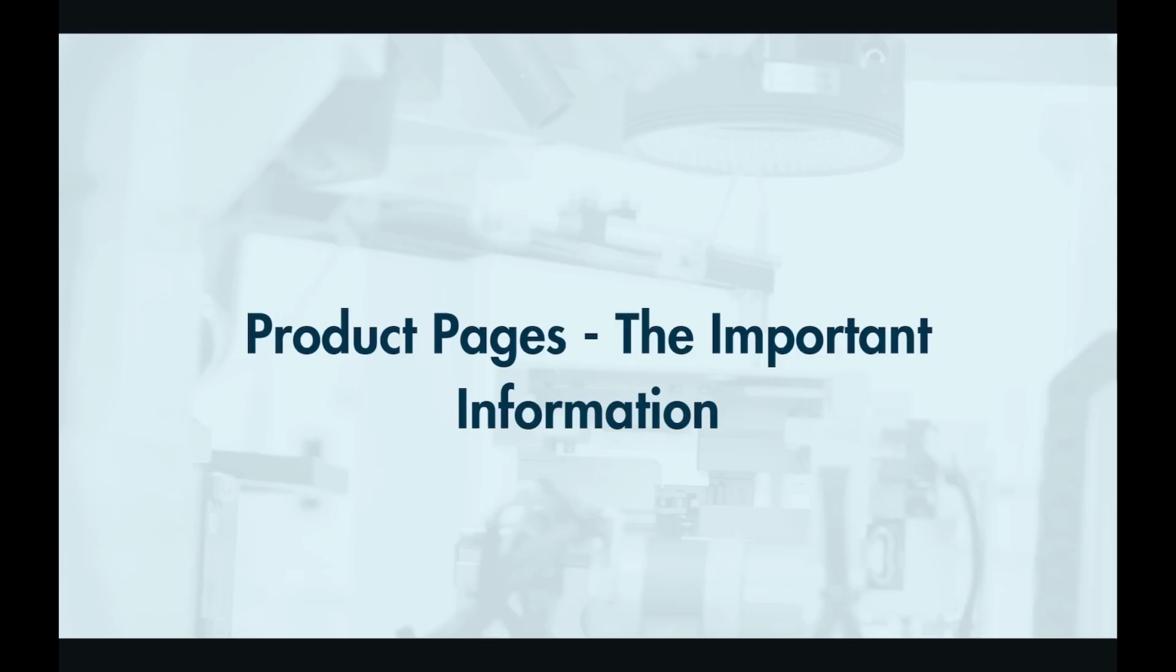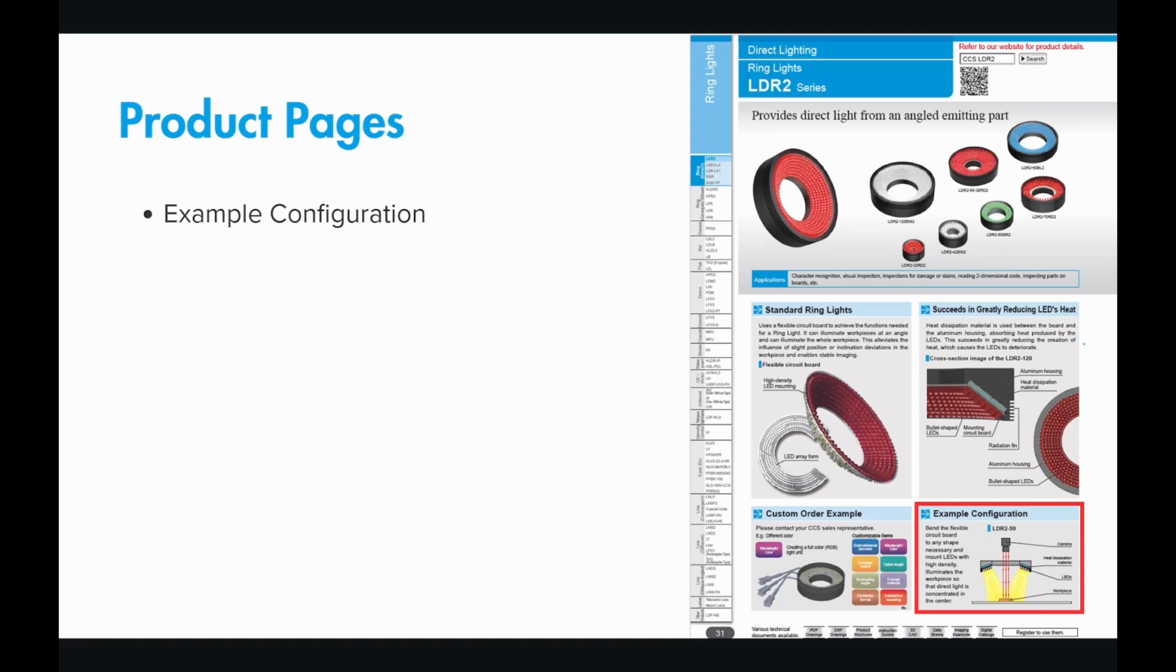So on to the product pages and gathering the important information. Your product page is going to look like this. At the top here is going to be the direction of the light. Then you have the type of the light, the series name. There'll be a picture of the product and a picture of the lineup. You'll have some section where it talks about unique features of the light or kind of how the light is built. What I want to focus on is this example configuration here.